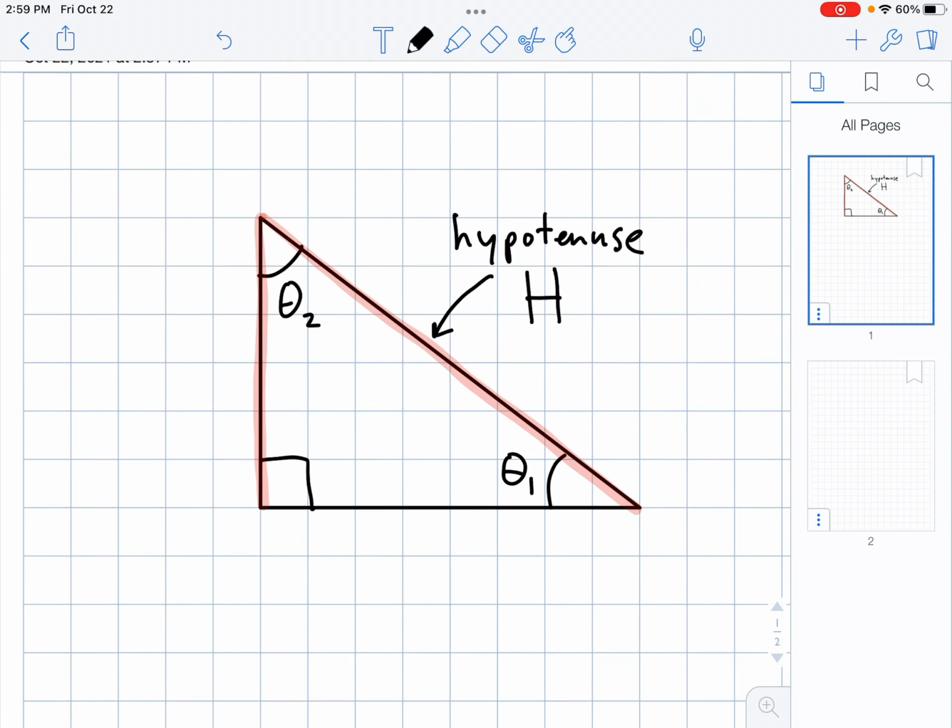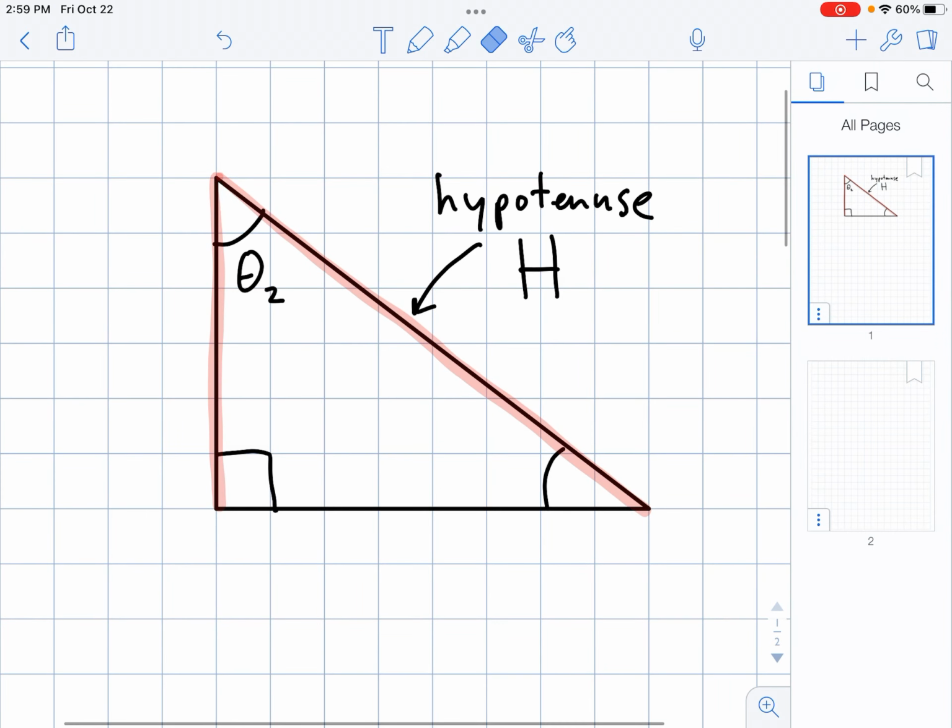Now, we're going to label the other two sides as either opposite or adjacent. I'm going to erase theta 1 so we can focus on theta 2. I'm just arbitrarily starting with theta 2. And what you notice is this side over here is not one of the red lines that forms theta 2, angle 2. So it is opposite the angle. If you look, it's way across, on the other side of the triangle from theta 2.